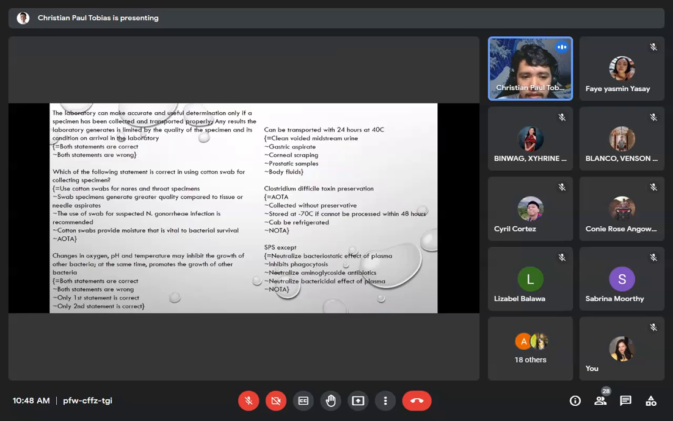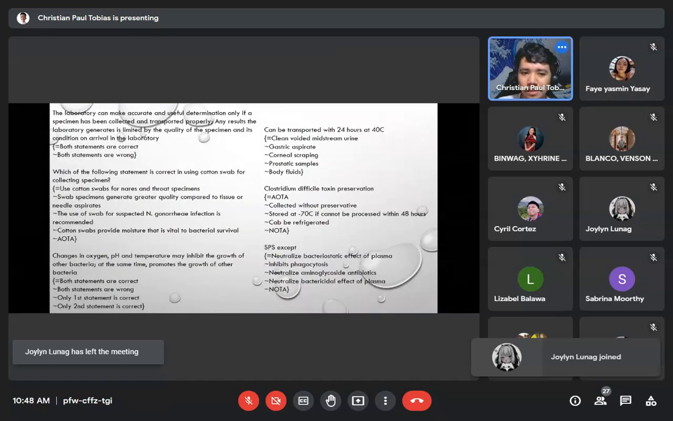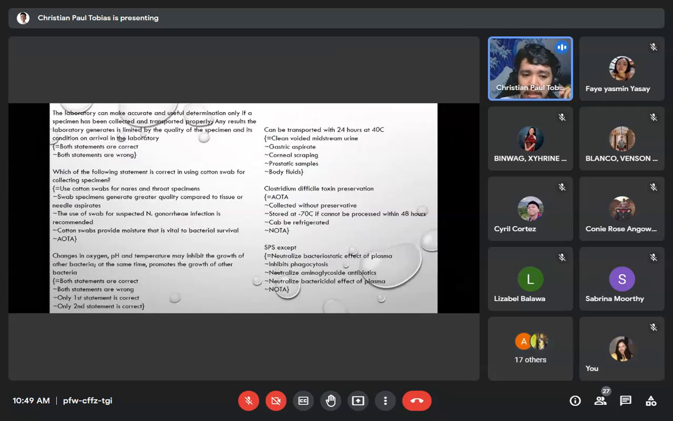Clostridium difficile toxin, preservation. So, it can be refrigerated, stored at -70, collected without preservative. Ang naalala ko ata lumabas sa LMS nyo is stored at -70, parang ganon. Sa LMS kasi bago namin ipasok sa program or sa app na LMS, naka-plain text siya. So, yung degree Celsius binasa niya as 0. Pero, ang na-accept ko pa rin sagot is all of the above, since Clostridium difficile toxin is collected without preservatives and can be refrigerated. Okay. Hindi naman pwedeng none of the above.